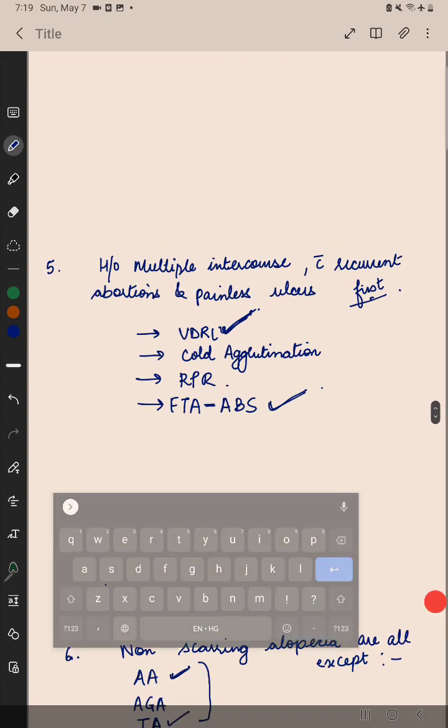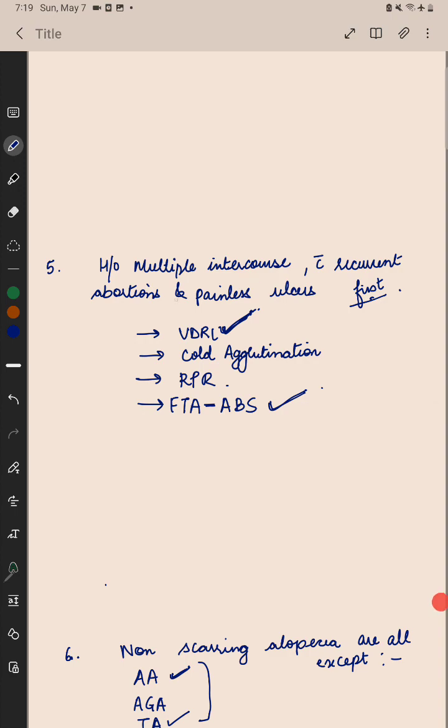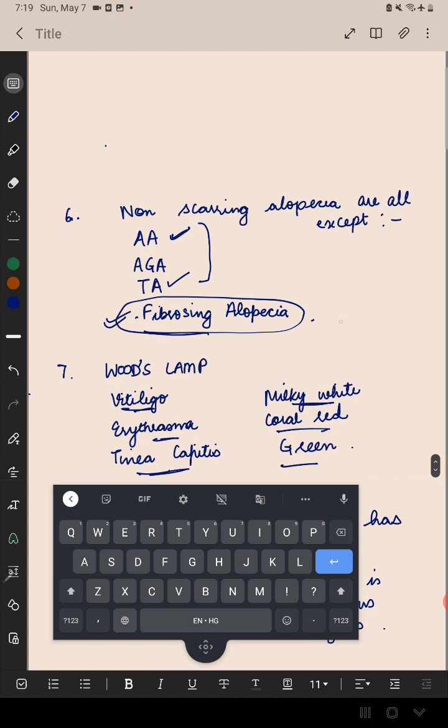Then there was a question where they had given history of multiple intercourse with recurrent abortions and painless ulcers, and they had asked the next test or the first test. I would not say that I cannot be wrong, but if they had asked the first test, I would have gone for VDRL because it's easily available and cheap. If they had asked for the best test, the answer would probably have been FTA-ABS. But according to the recall that I've got, they had asked the next thing to do, and that would have been VDRL because it's easily available and cheap for the patient.